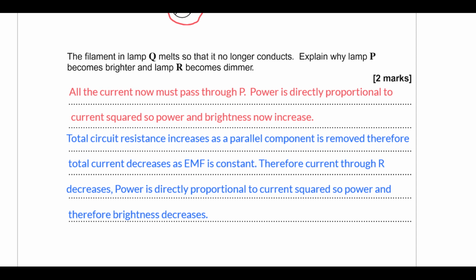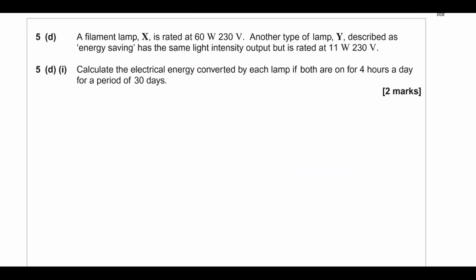All right, let's continue. Ooh, this is a long question, 5. Anyway, so a filament lamp X is rated at 60 watts, 230 volts. Another type described as energy saving has the same light intensity output, but is rated at 11 watts, 230 volts. So smaller power, you can see it has smaller energy input, so it's going to be energy saving. Calculate the electrical energy converted by each lamp if both are on 4 hours a day for a period of 30 days.